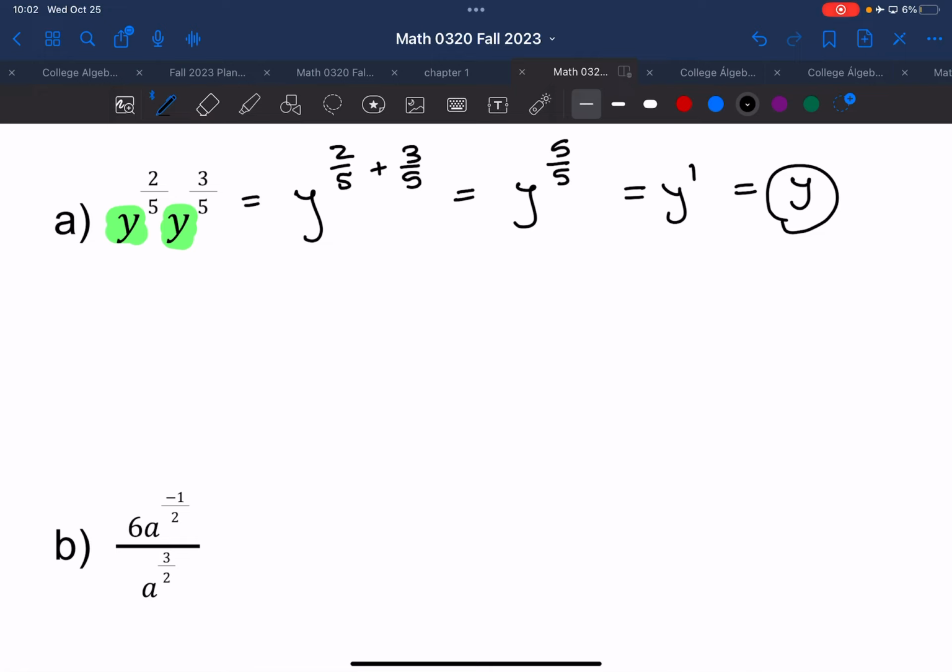So for multiplying the same base, we add the exponents. Okay.